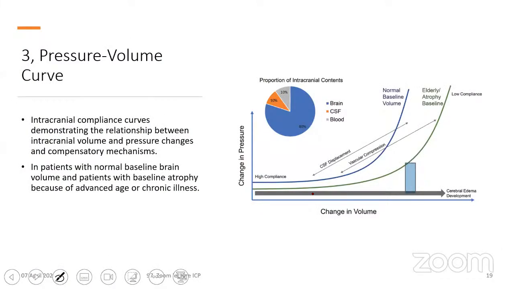Intracranial compliance curves demonstrate the relation between intracranial volume and the pressure changes, and the compensatory mechanisms are seen here. In patients with normal baseline brain volume and patients with baseline atrophy, because of advanced age or chronic illness, there is a difference. So you can see the change in the pressure. This is the high compliance and normal baseline volume. In the elderly, because of atrophy, this is a low compliance state, and cerebral edema development will take place slowly in this case, whereas here it takes very fast.